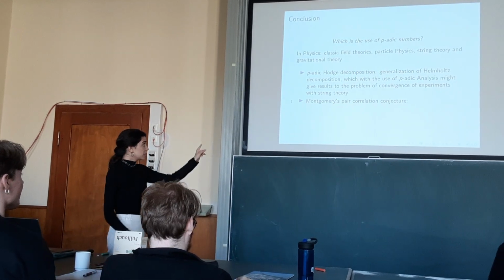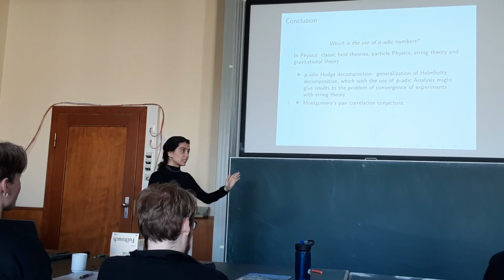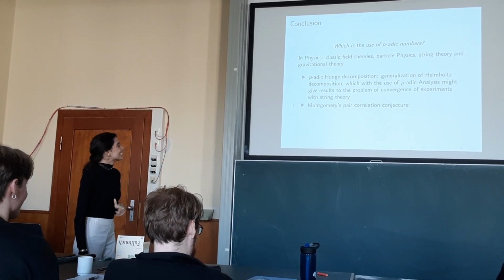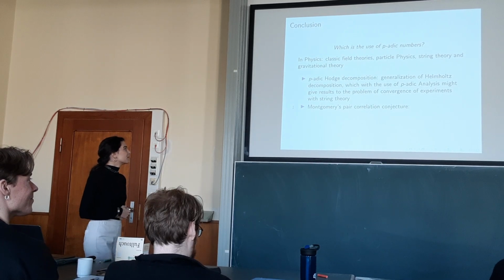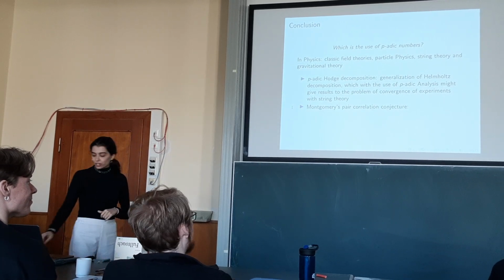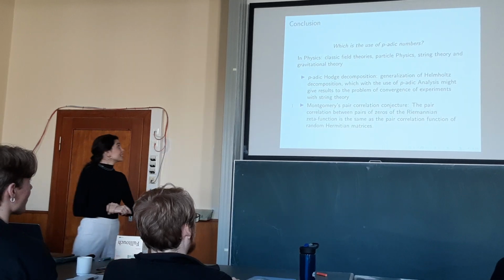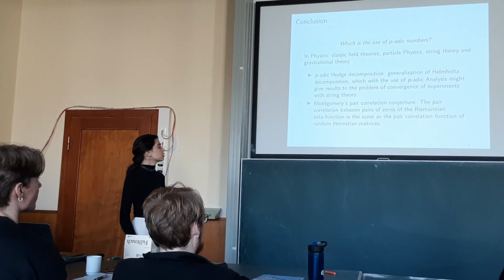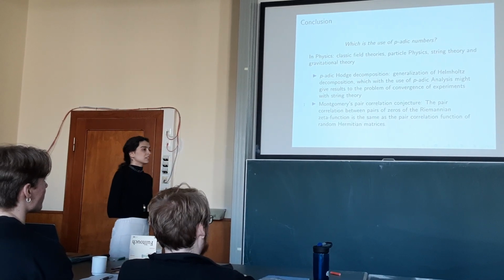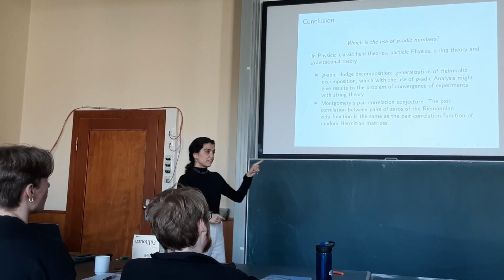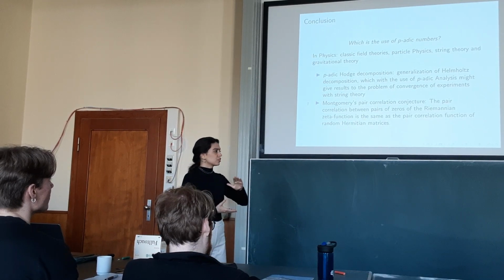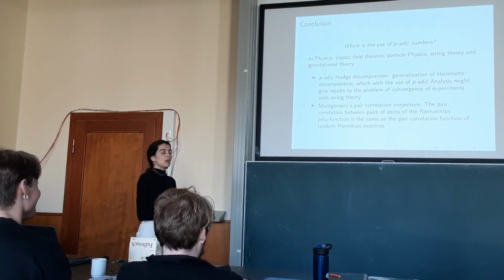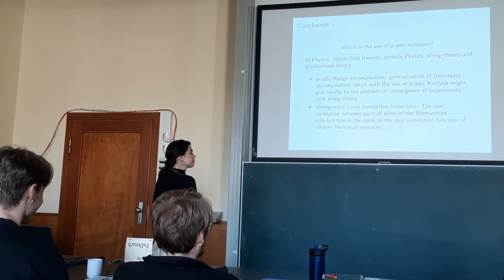And second, this doesn't have to do with p-adic numbers directly, but it has to do with zeta functions, as again the name of the conference urges us: Montgomery's pair correlation conjecture. According to Montgomery, the pair correlation between pairs of zeros of the Riemann zeta function is the same as the pair correlation function of random Hermitian matrices. The correlation function is a function which shows us different things like the spacing between different values of the functions.